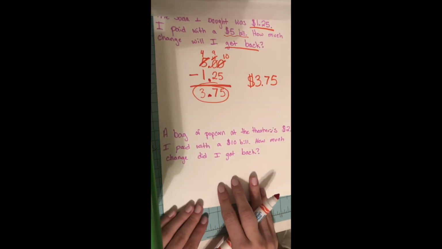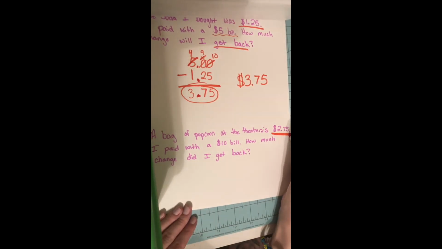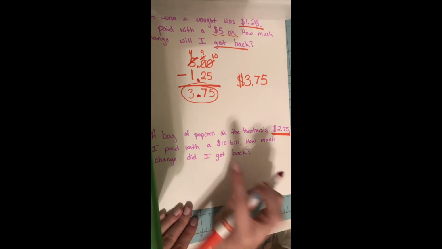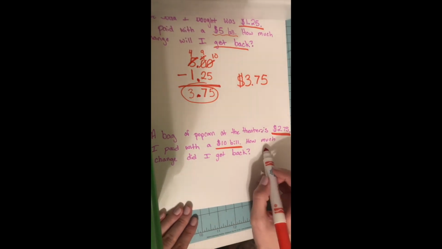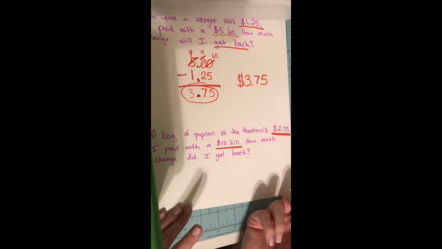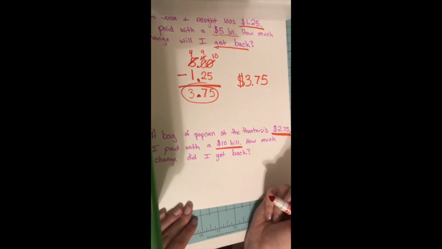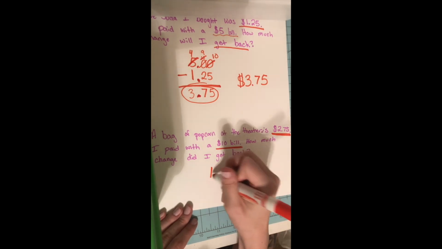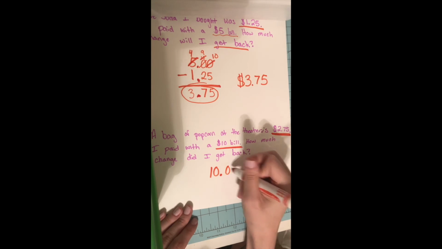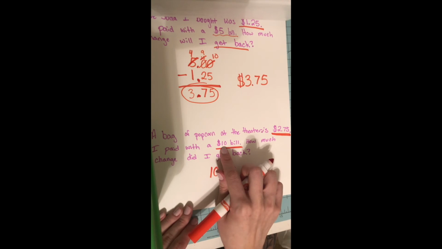Let's try one more. A bag of popcorn is $2.75. I paid with a $10 bill. How much money did I get back? Well, how would I write 10 like up here? I would still write my 10 like normal, but then I need to add a decimal and 2 zeros behind it because there's no change there. It's just the dollar bills.